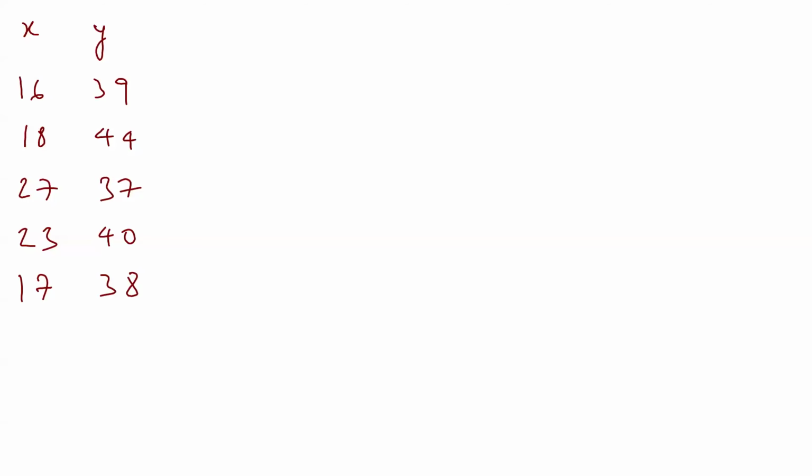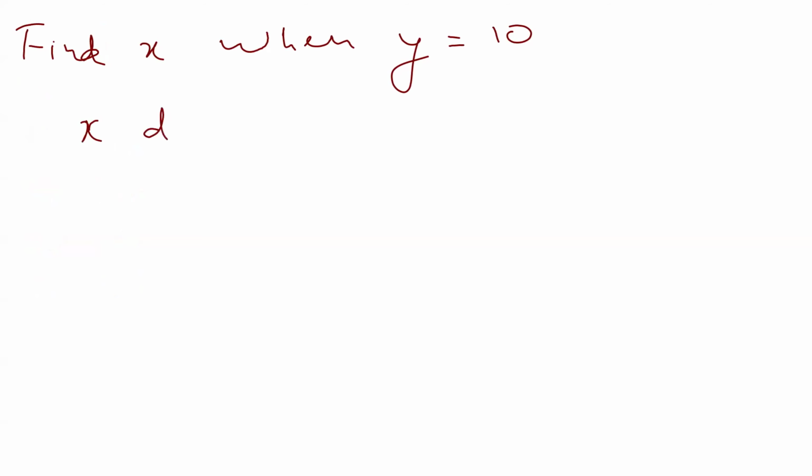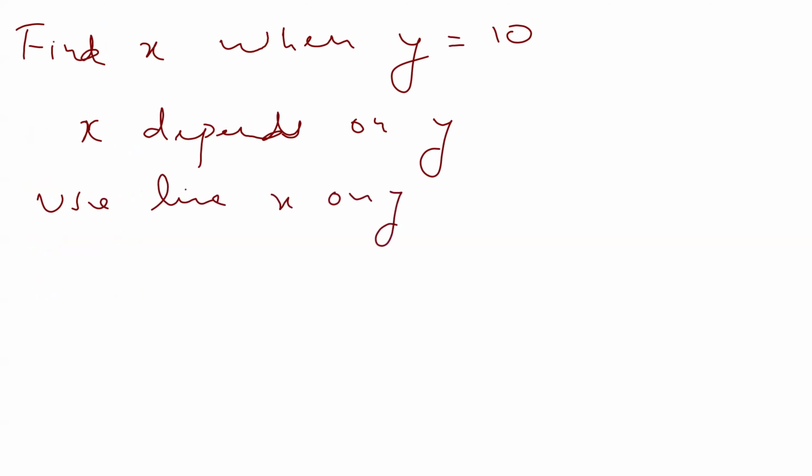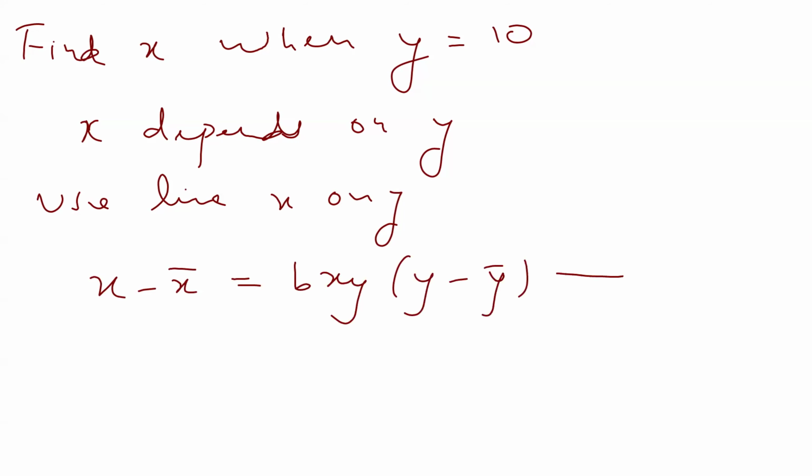And at the same time, let me just frame a question for you. Find the value of x when y is equal to 10. So let this be the question. So x depends on y. Use line x on y. X minus x bar is equal to bxy times y minus y bar, equation number 1.